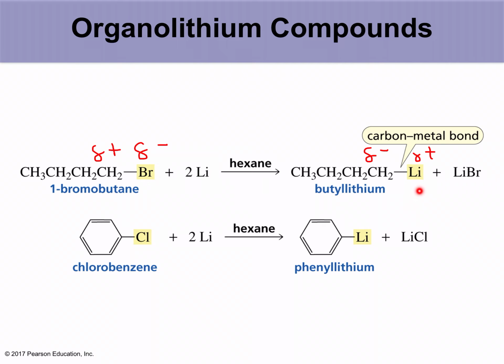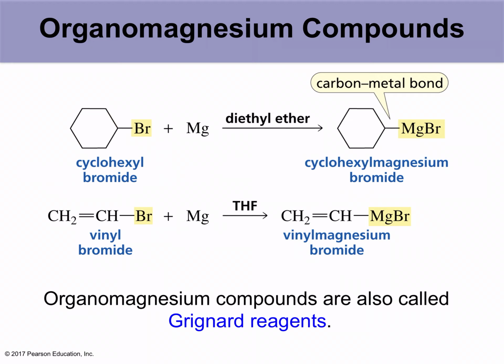But the difference in the organomagnesium compounds is that the magnesium will attach in between the carbon and the bromine. The bromide group is attached to the magnesium. It's not this group and magnesium, just like the lithium. So we call it cyclohexyl magnesium bromide.